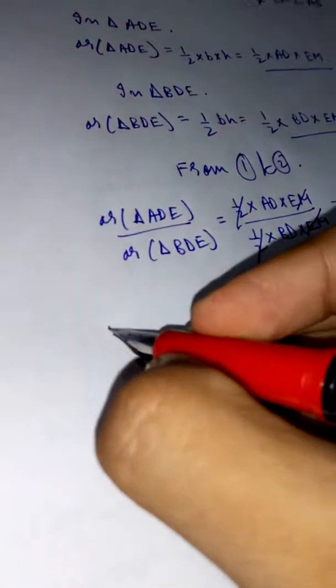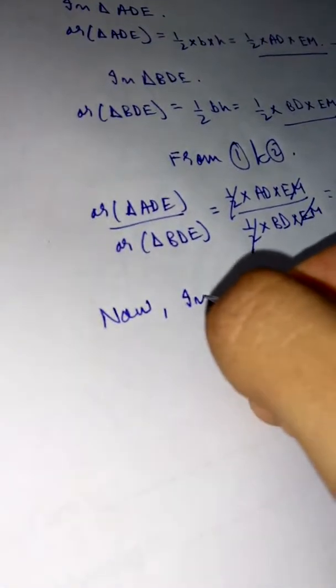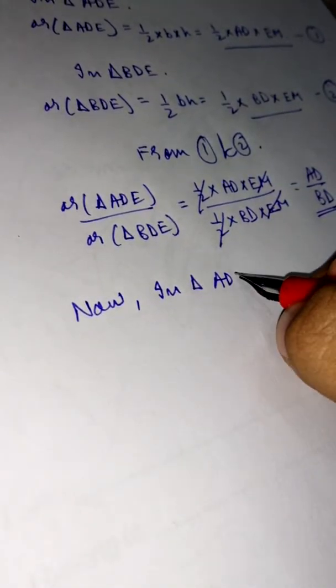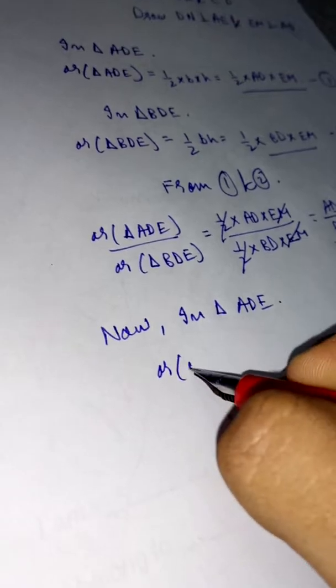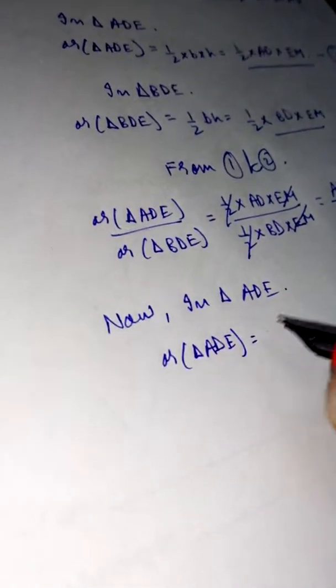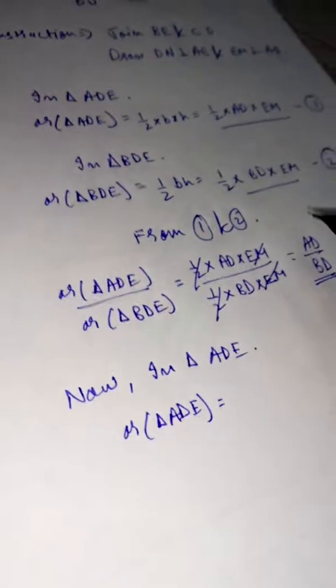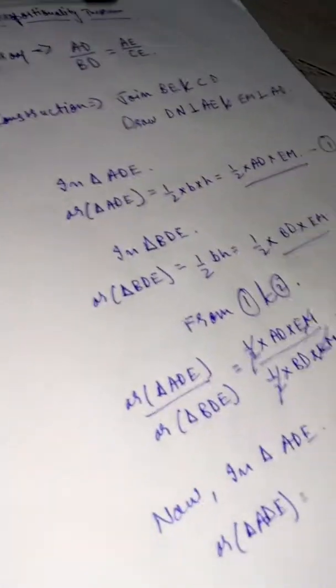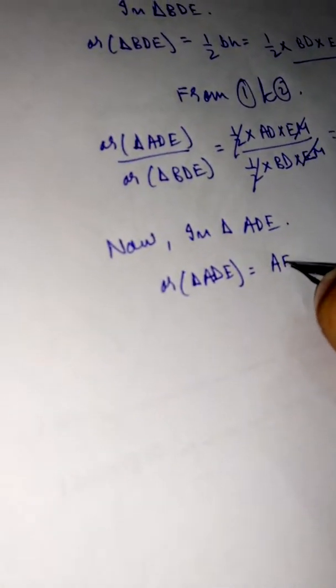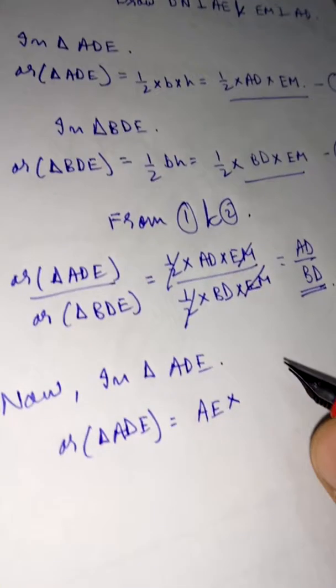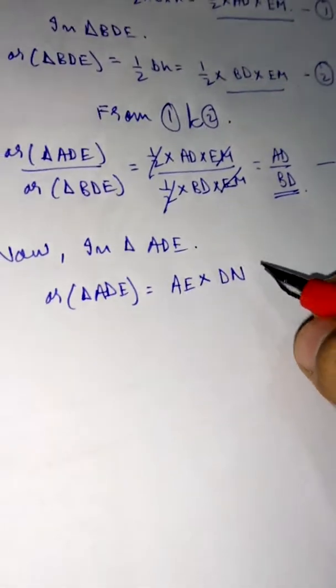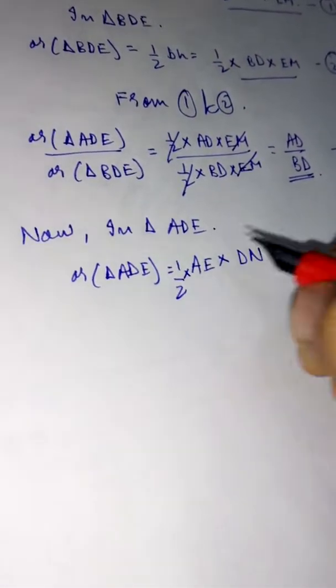Now again, in triangle ADE, for the area of triangle ADE, you don't need to write half into base into height again and again. In the second case you can just simply write the base and the altitude. So here the base is AE into DN into half. Sorry for my mistake. Let's take this as equation 4.